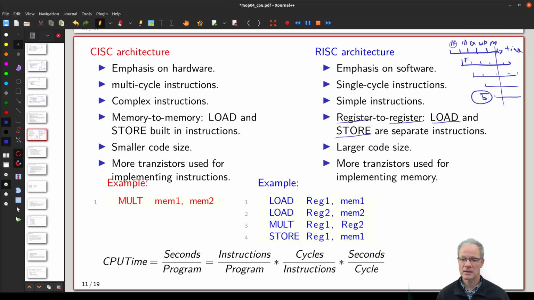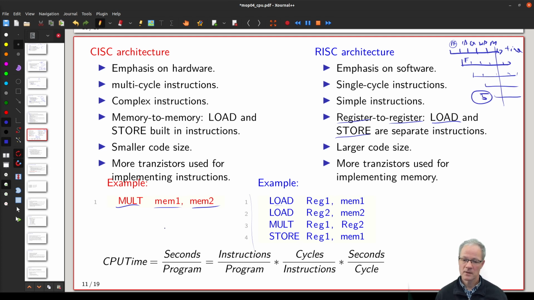While the CISC architecture just focuses on implementing these complex instructions, and there's not that much space left. Okay, so here's the example. We can have a multiply instruction for multiplying 2 arguments from the memory, and that's just one instruction. We may need 4 instructions for that from the RISC architecture: load, multiply, and store.